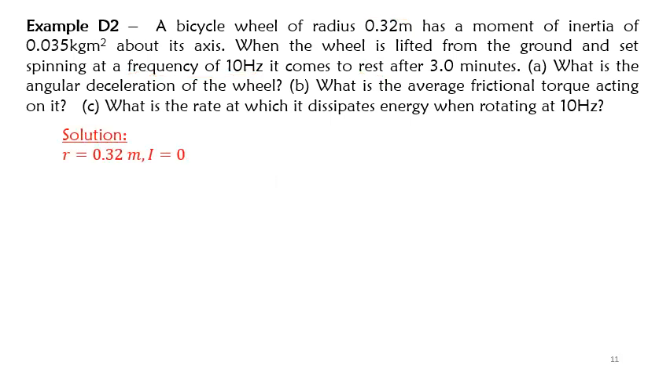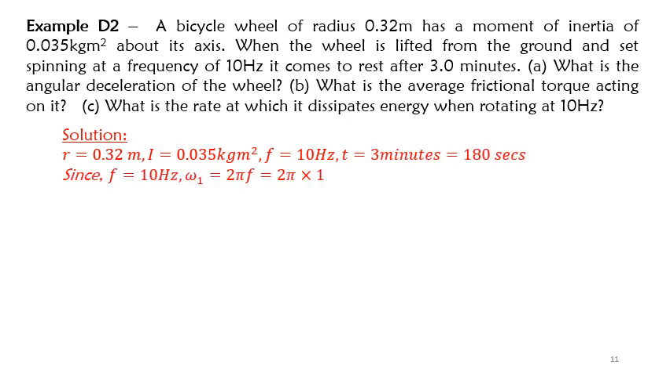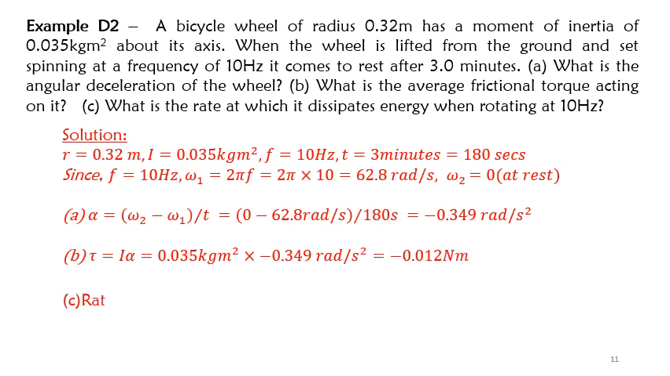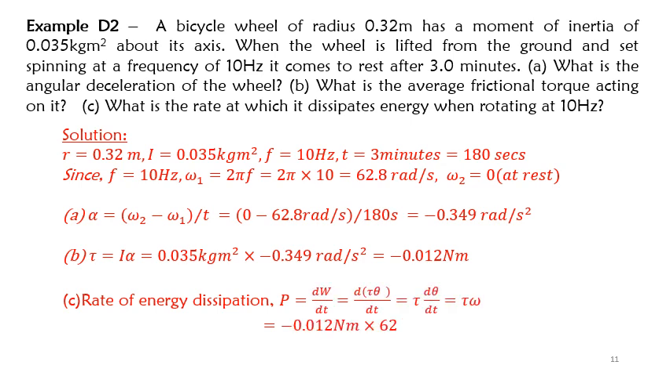The solution: R is 0.32 meters, I is 0.035 kilogram meter squared, your F is 10 Hz, your T is 3 minutes, and convert that to seconds. That's 3 times 60 seconds, that's 180 seconds. You have your F, and from there you can obtain your initial angular velocity. I call it omega I or omega 1. And if you do that, you have 62.8, 2 pi is in radian.